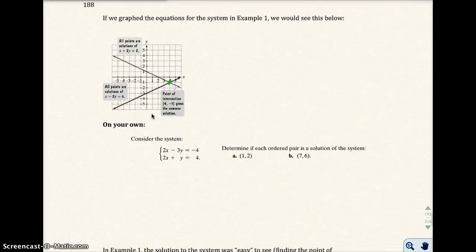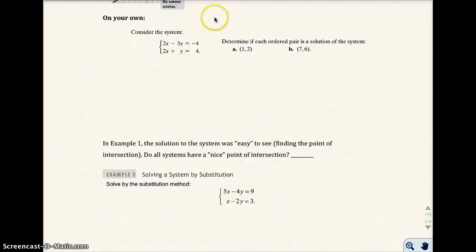Okay. So on your own, go ahead and consider the following system and determine whether each of these ordered pairs are solutions to the system.